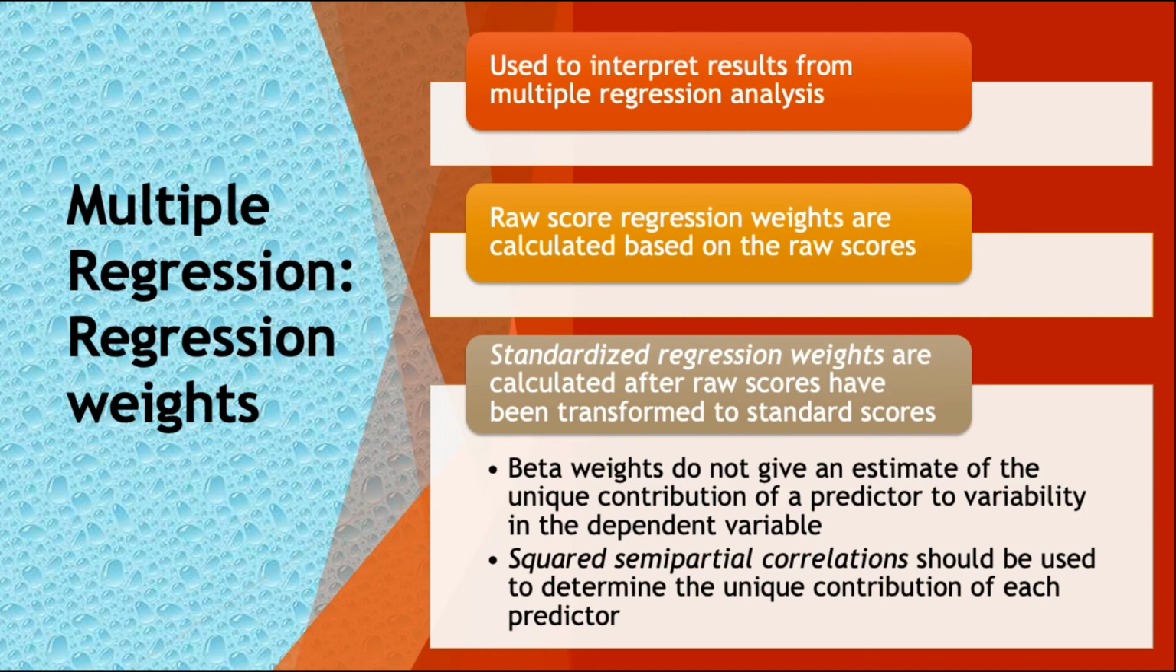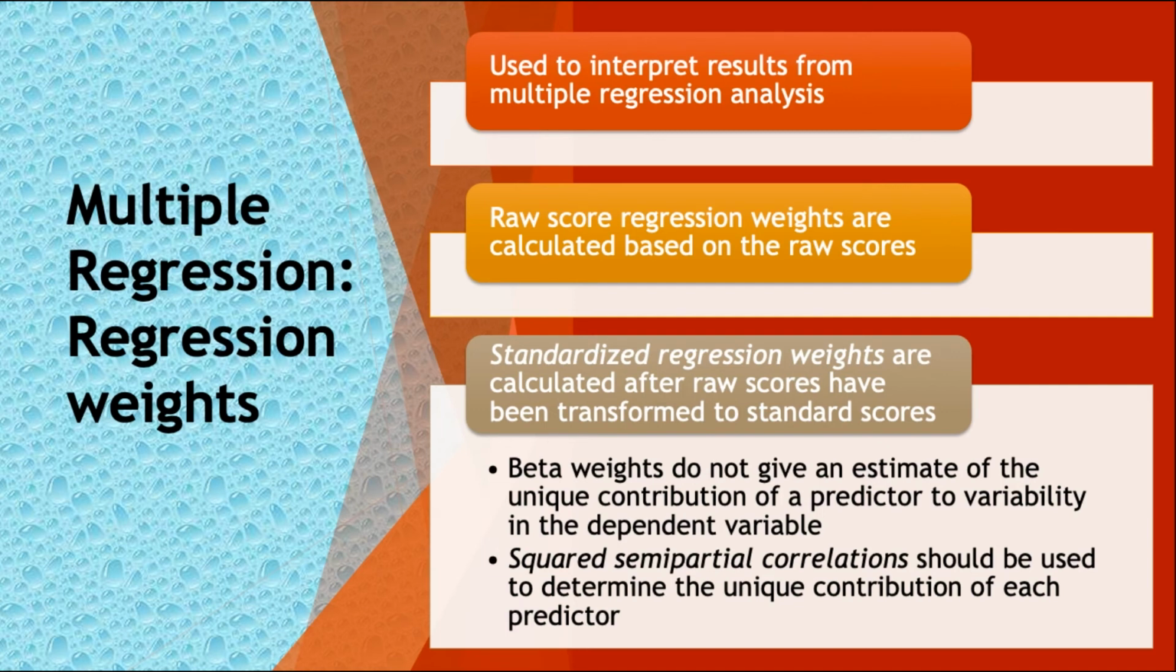So, how do we interpret these regression weights? If the regression analysis is significant, you may want to know how much of the variability in your dependent variable can be accounted for by a given predictor variable. You may be tempted to use a beta weight for this purpose. However, you should avoid this temptation because a beta weight does not tell you the unique contribution of a given predictor to variability in the dependent variable.